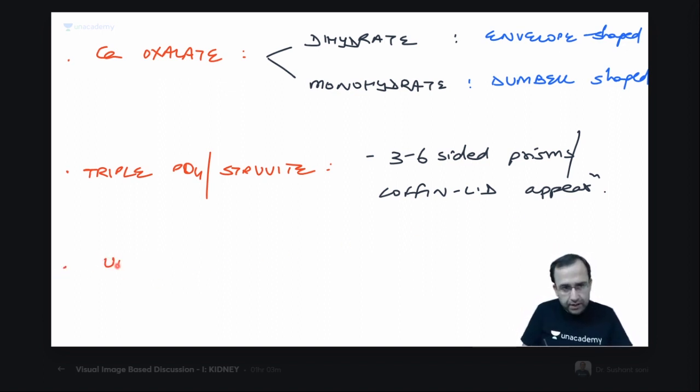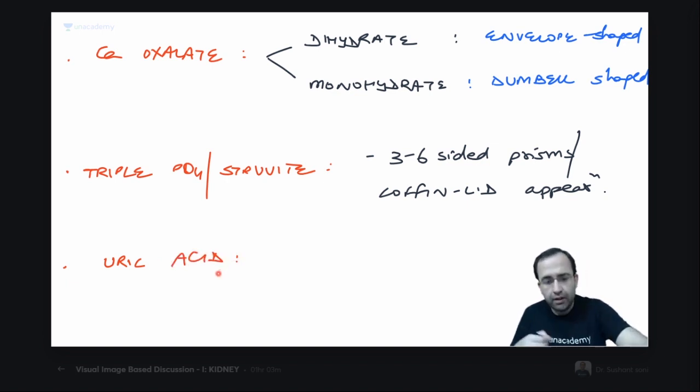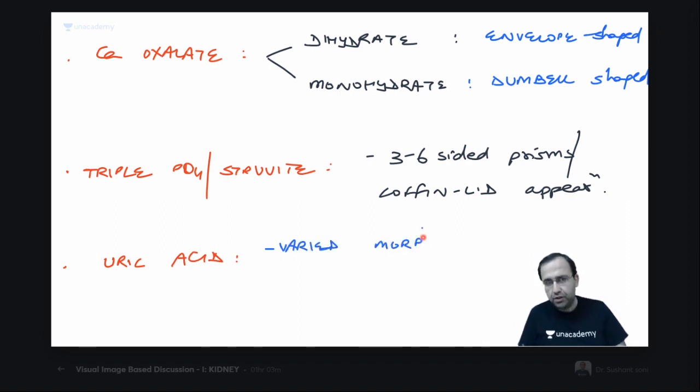Next is uric acid stones, which have a varied morphology. Varied morphology means the minute you see a slide of uric acid, you will see crystals of varying sizes and shapes. But most commonly they are rhomboid in shape.